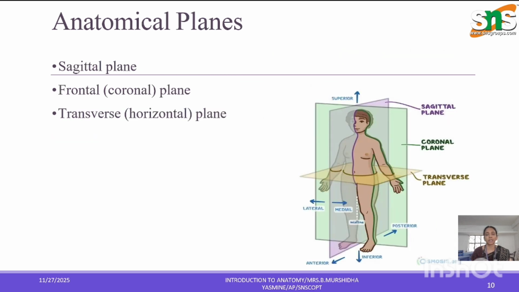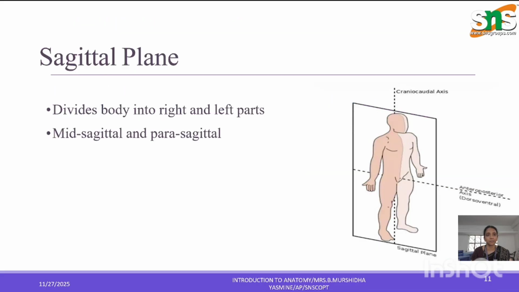The next is the anatomical planes. What are planes? Planes are the surfaces which are used to intersect the human body so that we can study the structures present in the body easily. The commonly available planes in our human body are the sagittal plane, the frontal plane, otherwise called the coronal plane, and the transverse plane, otherwise called the horizontal plane. So these are the planes which intersect the body to identify the structures easily. Let's see one by one about these planes.